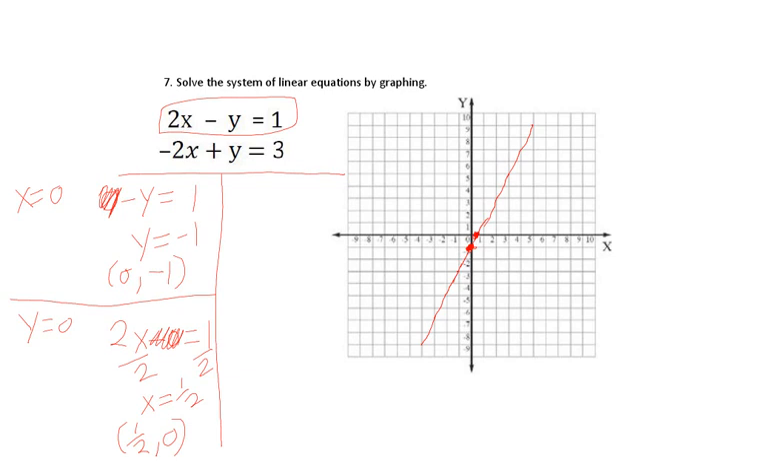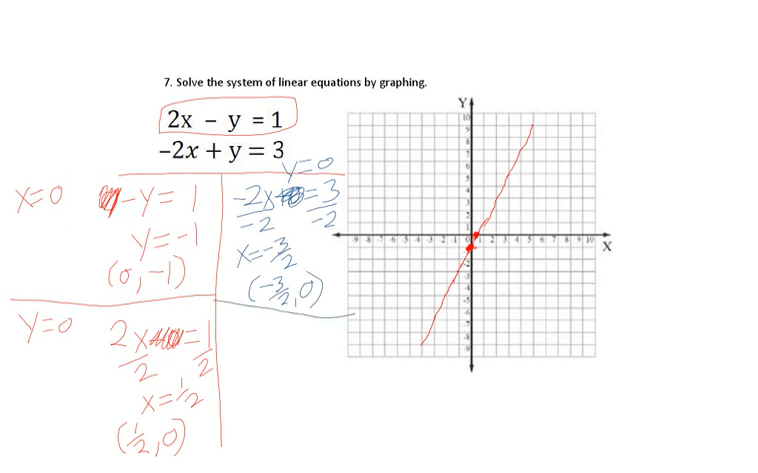Alright, so for x equals 0, that means you're going to get negative 2x plus 0 equals 3. And then divide by negative 2, no, actually that's for y equals 0. Well, we'll do y equals 0. You're going to get x equals negative 3 over 2. So you have a point at negative 3 over 2, comma 0.